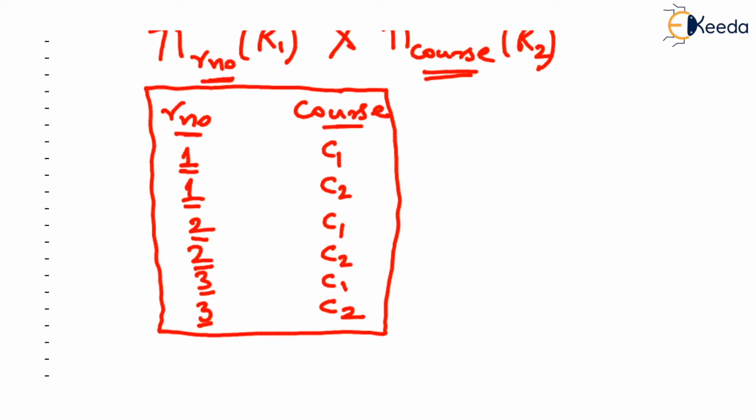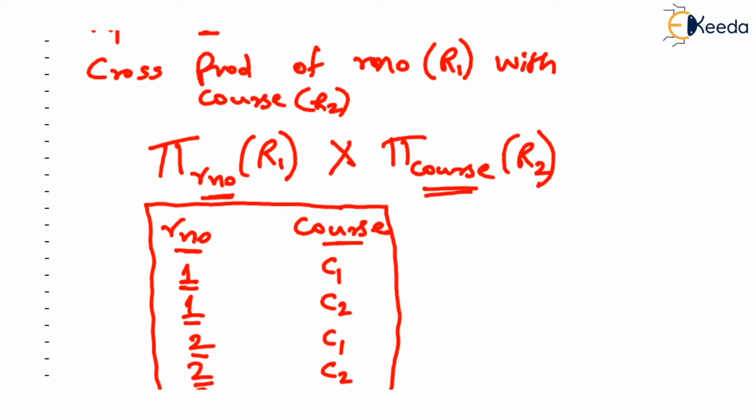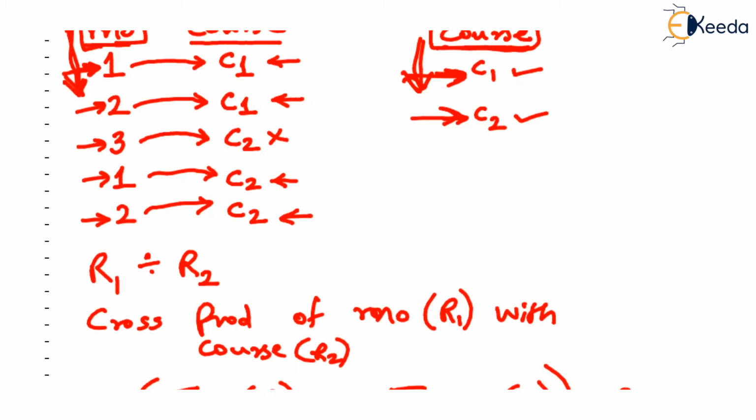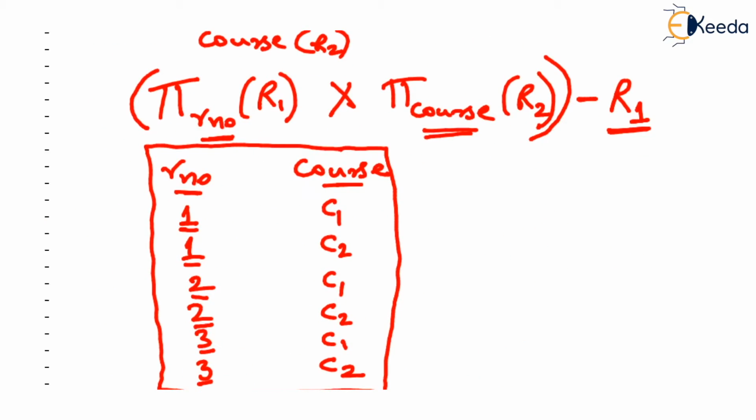Now what we do is a minus operation on this. This is the cross product. I will put it in one more bracket and we subtract it, very carefully, from R1. Clearly, R1 has two columns, roll number and course. And this cross product is also having roll number and course. We are just subtracting it from all tuples of R1.